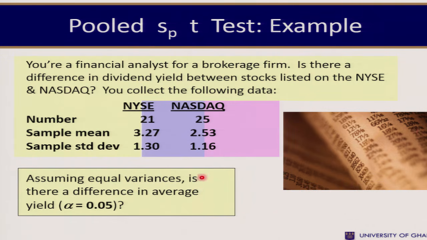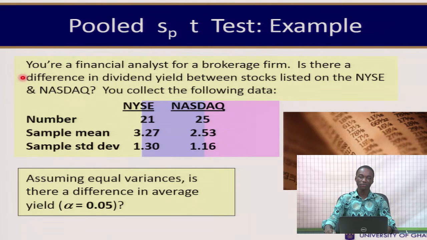Let's take an example. Assume that you are a financial analyst for a brokerage firm and want to find out whether there's a difference in the dividend yields between the stocks that are listed on the New York Stock Exchange and the NASDAQ. Therefore, you collect the following data. For the NYSE, you collect 21 samples. For the NASDAQ, you collect 25 samples.